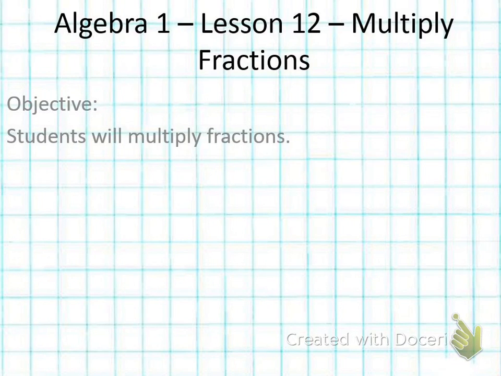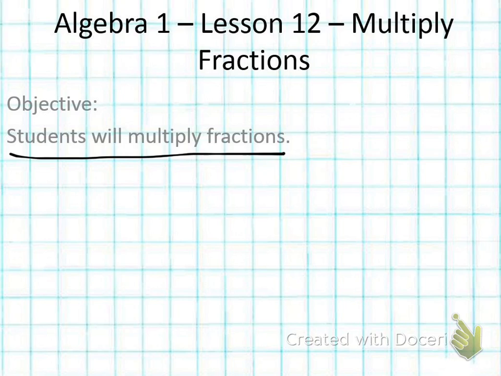Alright, this is lesson 12, multiplying fractions. The objective of this lesson is students will multiply fractions. So we've been dealing with fractions, and I know that you've done these before. And again, the goal of this is so that you're really good at this basic stuff of fractions, and I'm really hoping you're more comfortable now that we've added and subtracted fractions and also mixed numbers.